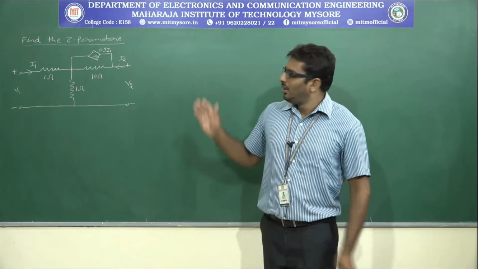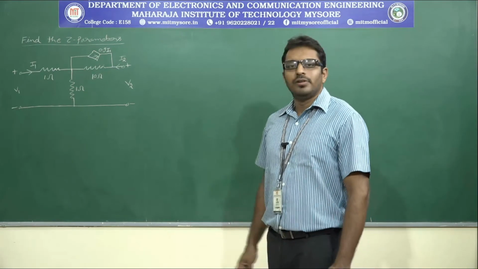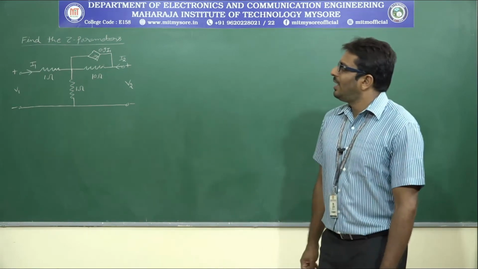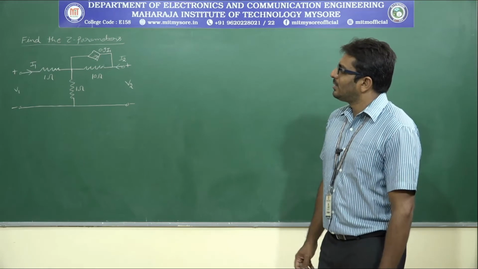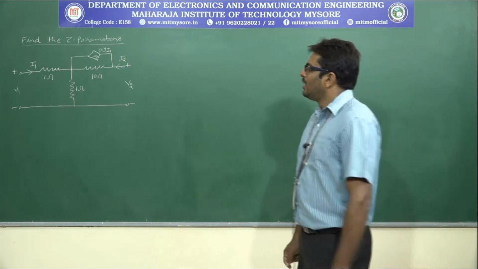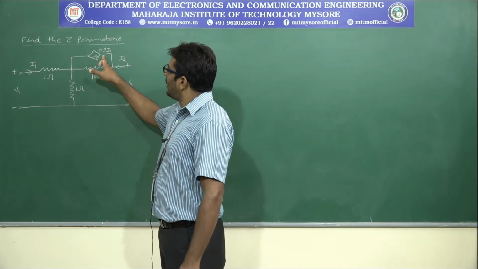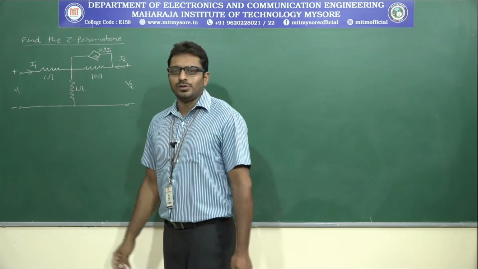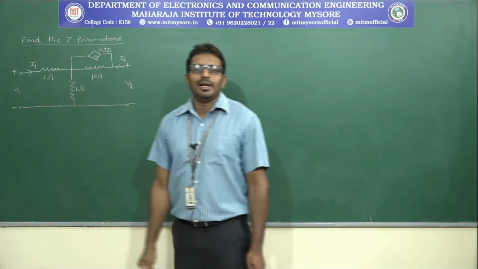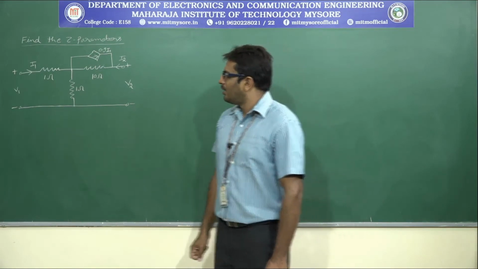Okay. Now let us move on to the next problem. Again, a circuit with a dependent source. See the question: find Z parameters for the given circuit shown in the figure. This circuit consists of a current dependent current source, and this current source depends on the input current I1.